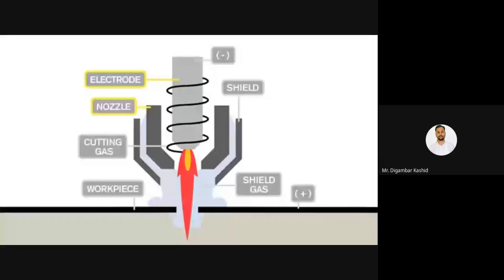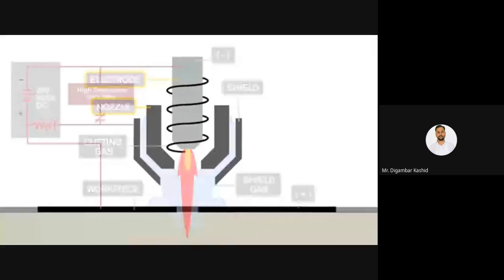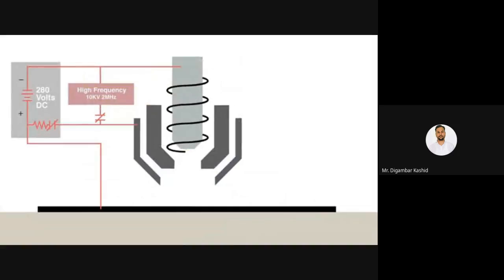When the operator is ready to cut, a start signal is sent to the DC power supply. A circuit temporarily connects the nozzle to the positive side of the power supply with the electrode at negative. Next, a high-frequency spark ionizes the gas and makes it electrically conductive. This creates a current path between the electrode and the nozzle and forms a pilot arc of plasma.